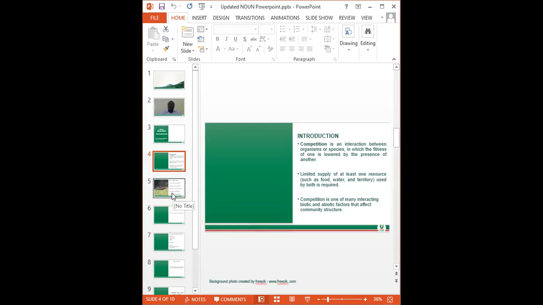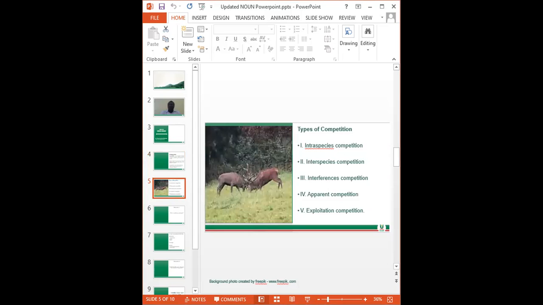So, we're talking about types of competition. We have intraspecific competition, interspecific competition, interference competition, apparent competition, and exploitation competition.